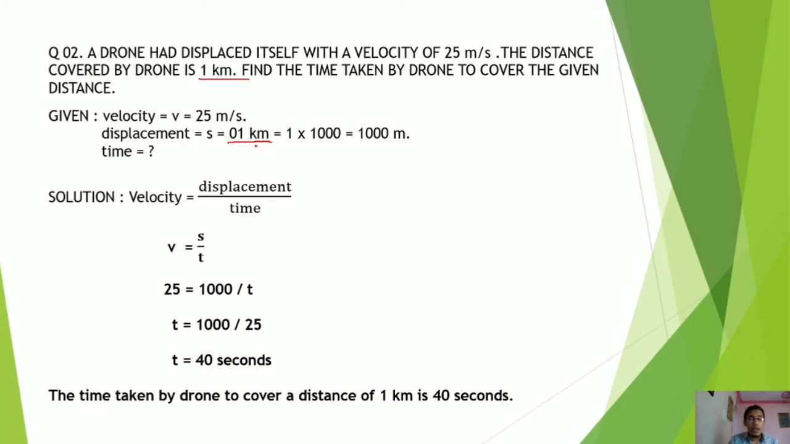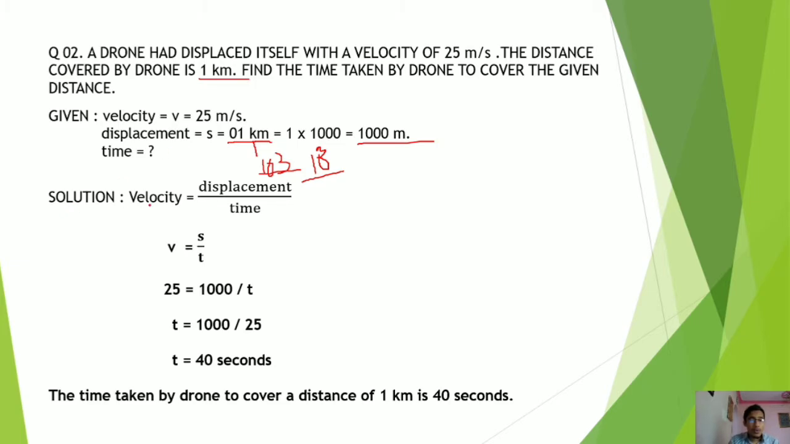In kilometer, this k is nothing but 10 raised to 3, so 1 and 3 zeros. So I have multiplied 1 into 1000, that will give us 1000. So displacement in meters is 1000 meters. Now what do we have to find? We have to find the time. So time is equal to question mark.